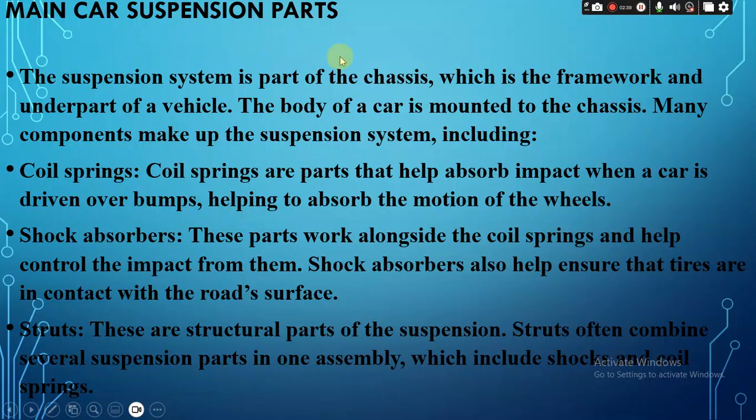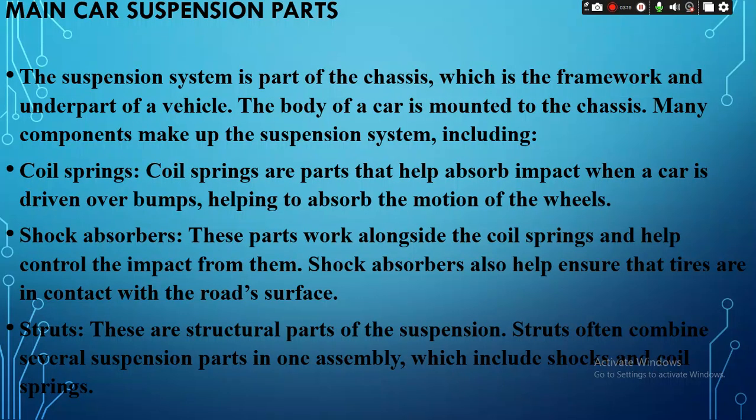The suspension system is part of the chassis, which is the framework and underpart of a vehicle. The body of a car is mounted to the chassis. Many components make up the suspension system, including coil springs. Coil springs are parts that help absorb impact when a car is driven over bumps, helping to absorb the motion of the wheels. Shock absorbers. These parts work alongside the coil springs and help control the impact from them. Shock absorbers also help ensure that tires are in contact with the road's surface.